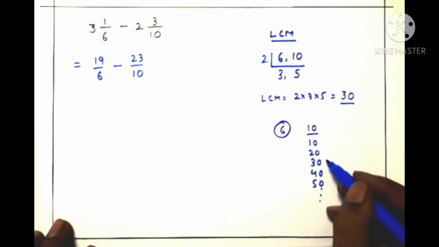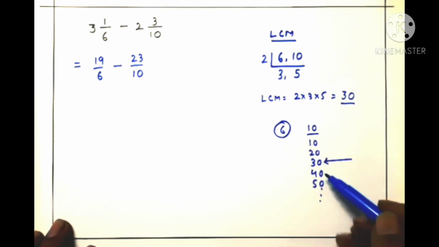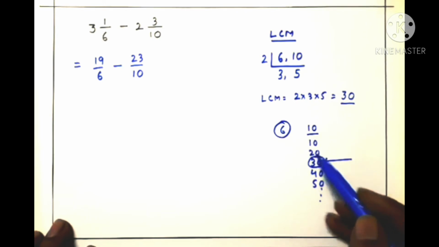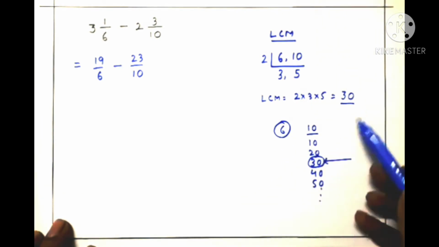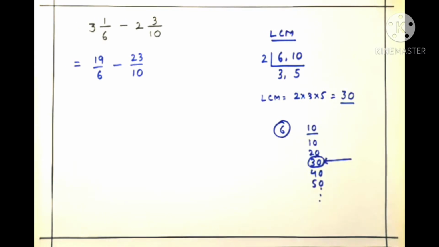So we can see here the number 30. The number 30 is divisible by 6. So that is the smallest one that is divisible by 6. So 30 is the LCM. So like this, directly also we can find out the LCM of 6 and 10. So now we know the LCM is 30.